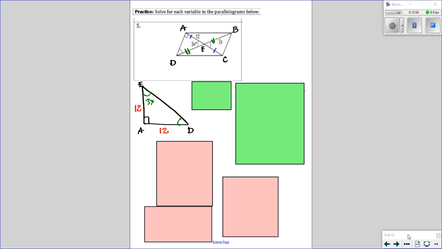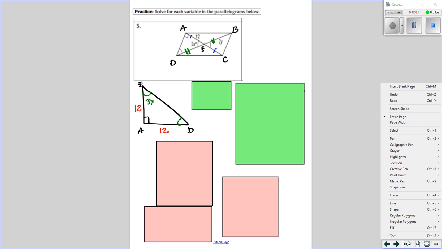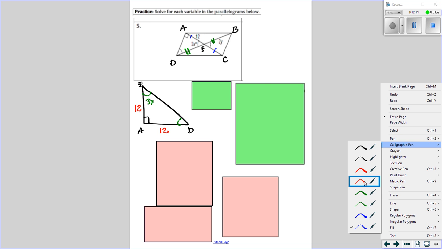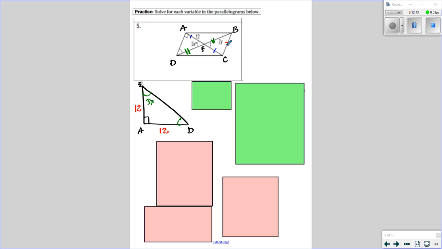Okay, I know the opposite sides are congruent, so I'm going to mark that, so this will be 1, 2, 3. And then this side as well. And I notice there's a right angle there at A, so DAE is a right angle.